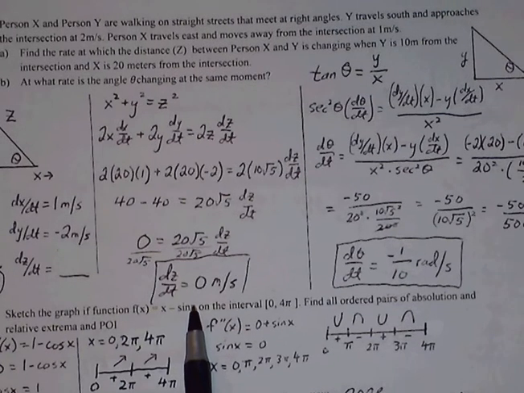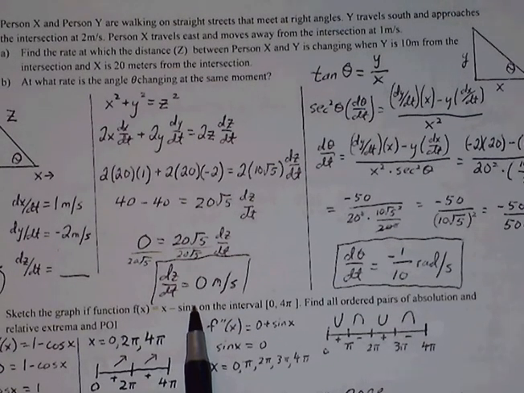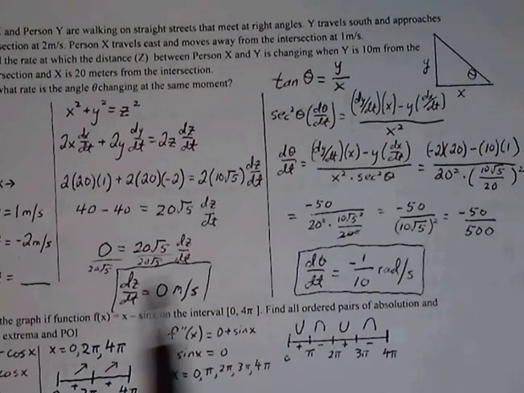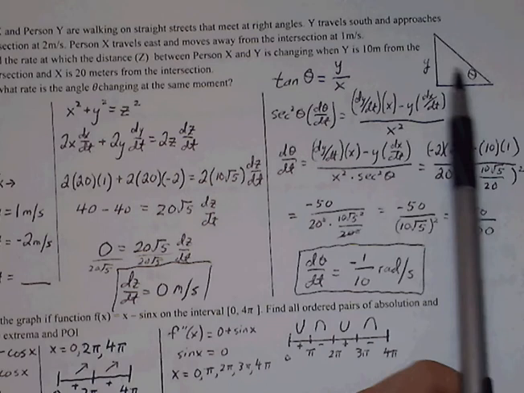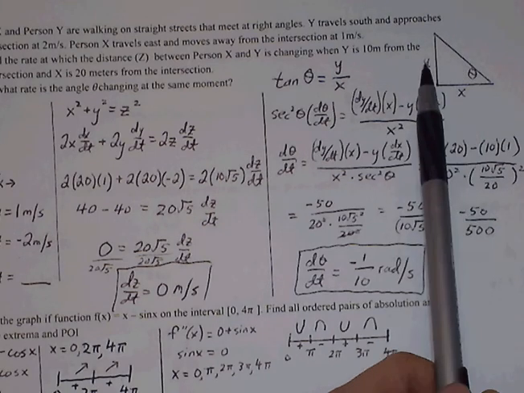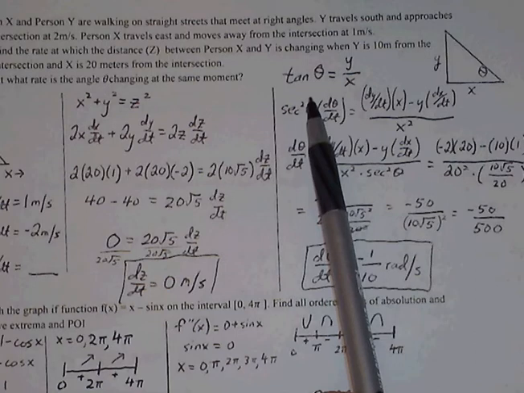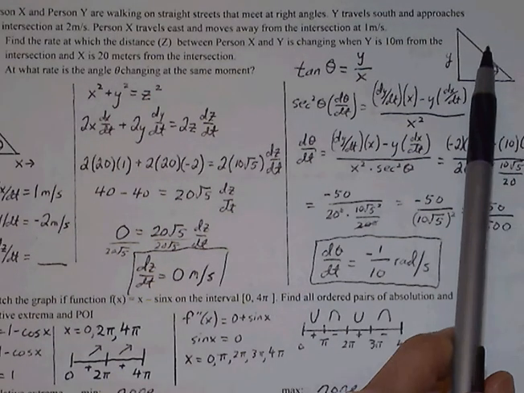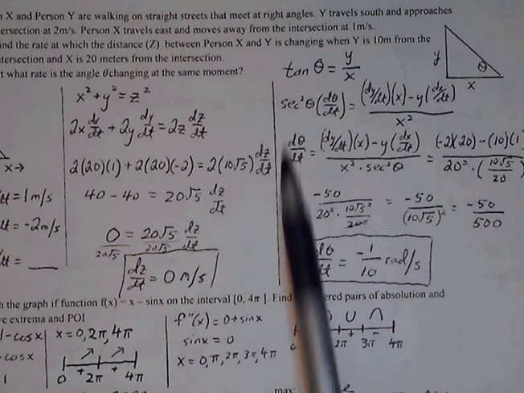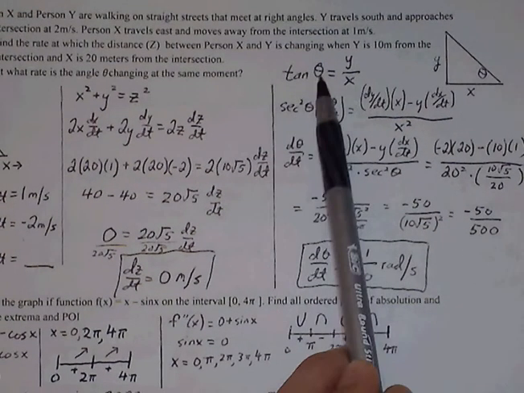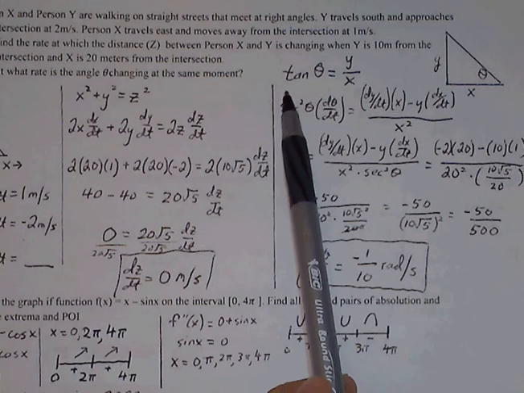For part B, at what rate is the angle theta changing at the same moment? So we're trying to find the rate of change for theta. I'm just going to choose to involve x and y. So theta, x, and y, I'm going to use tangent of theta. If you want to use sine or cosine and involve z, that's fine as well. I'm just going to choose to use tangent here. So here is my equation that relates theta, y, and x using tangent.